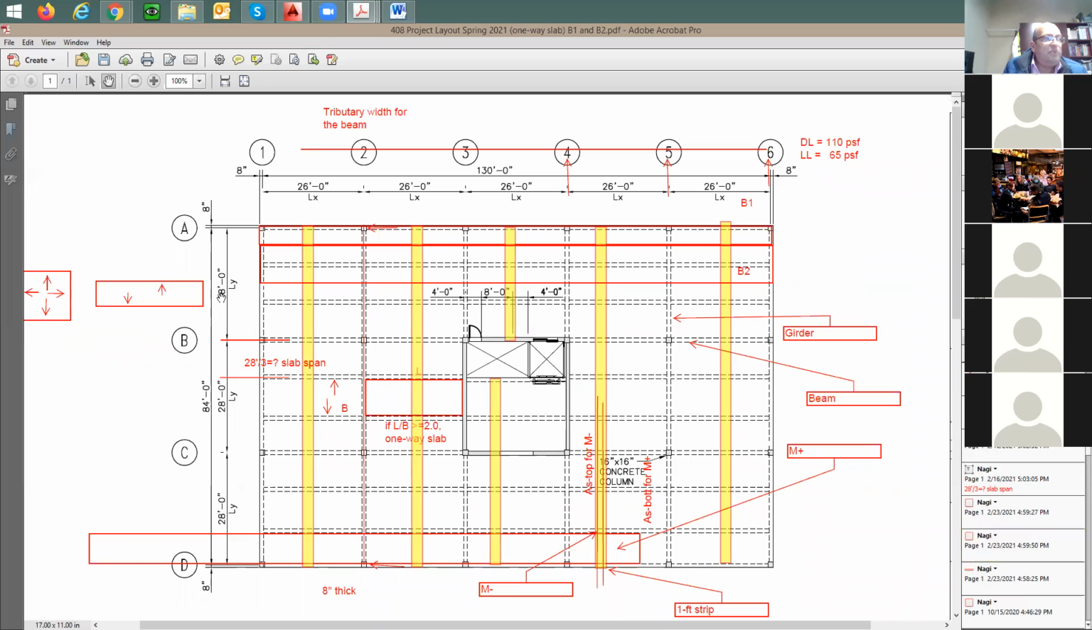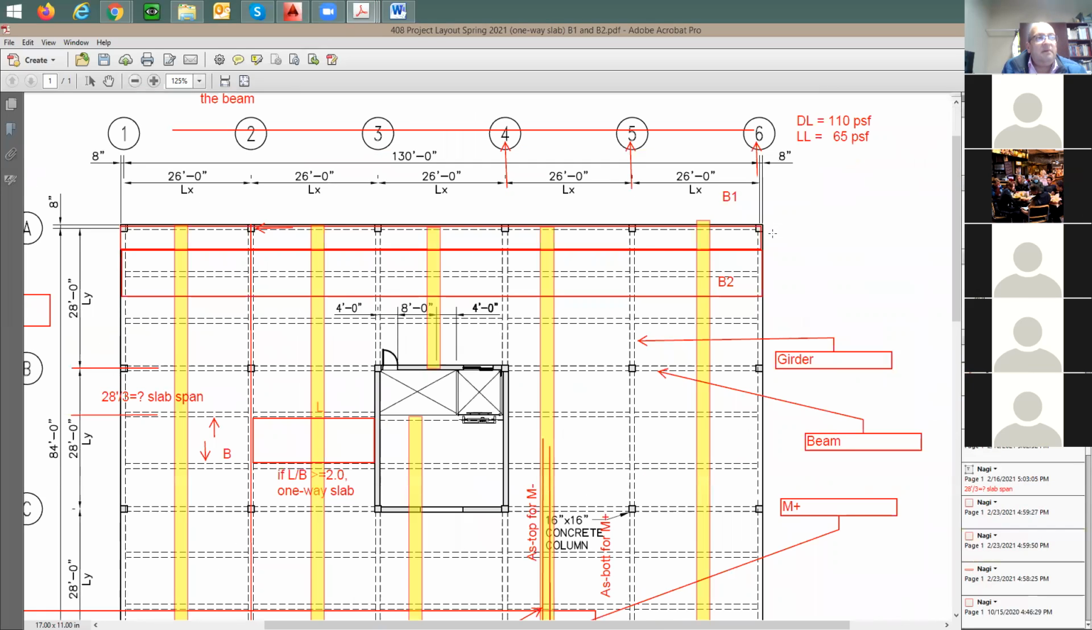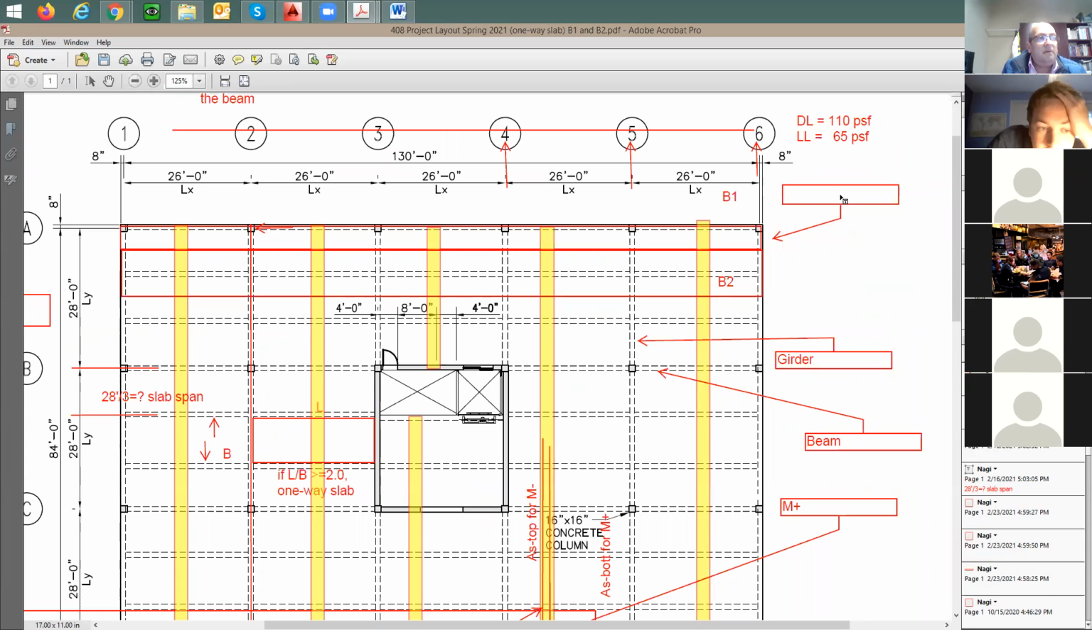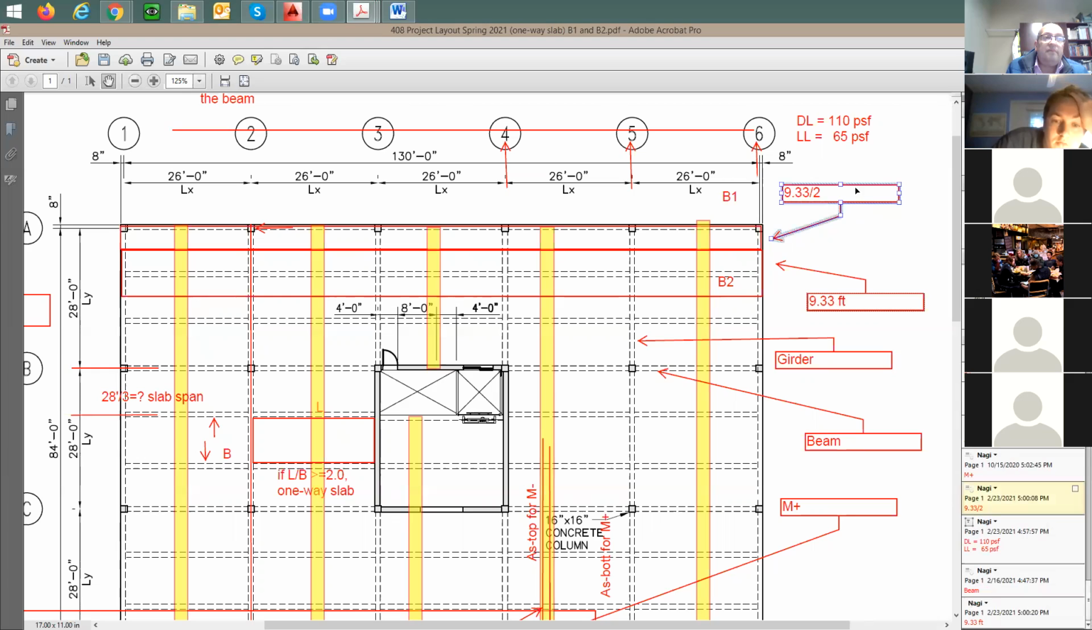So if this is going to be 28 divided by 3, how much is that? 28 divided by 3? 9.33. 9.33 feet divided by 2. This is going to be the tributary width for this B1. How about for B2? How much is the tributary width? 9.33. Exactly. Thank you.